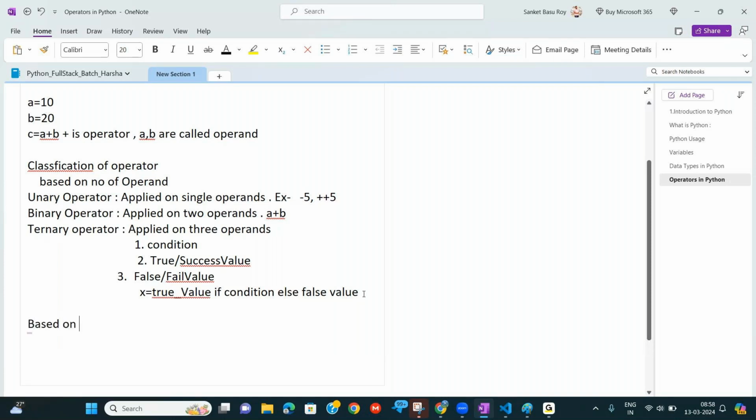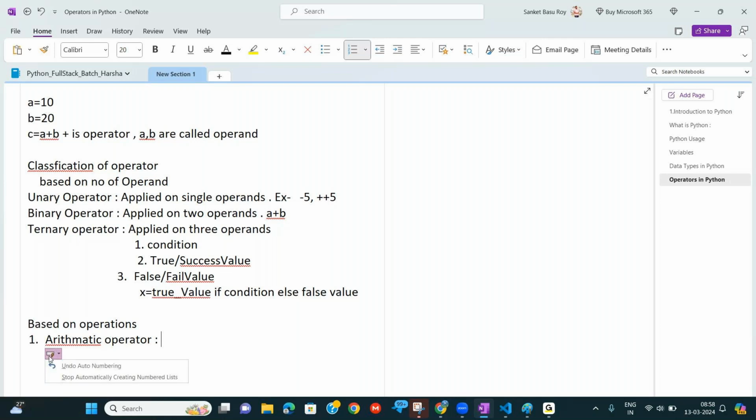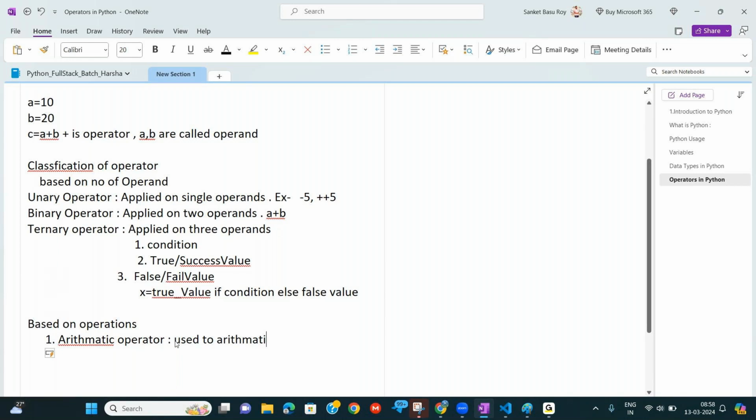Now based on the operation, I can classify the operators in various ways. One is called the arithmetic operator. So what do you mean by this arithmetic operator? These are the operators which are used to perform arithmetic operations.